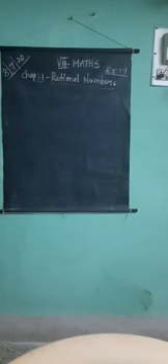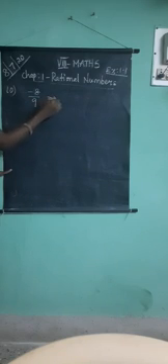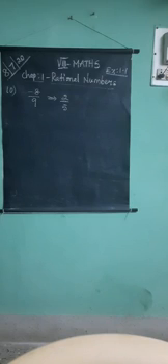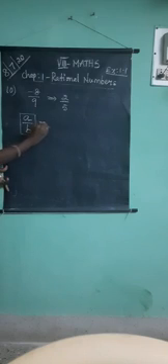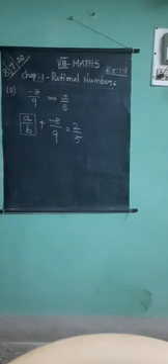What should be added to minus 8 by 9 to get 2 by 5? That is the given question. What should be added means the unknown number, so keep it as A by B. What should be added to minus 8 by 9 to get 2 by 5?